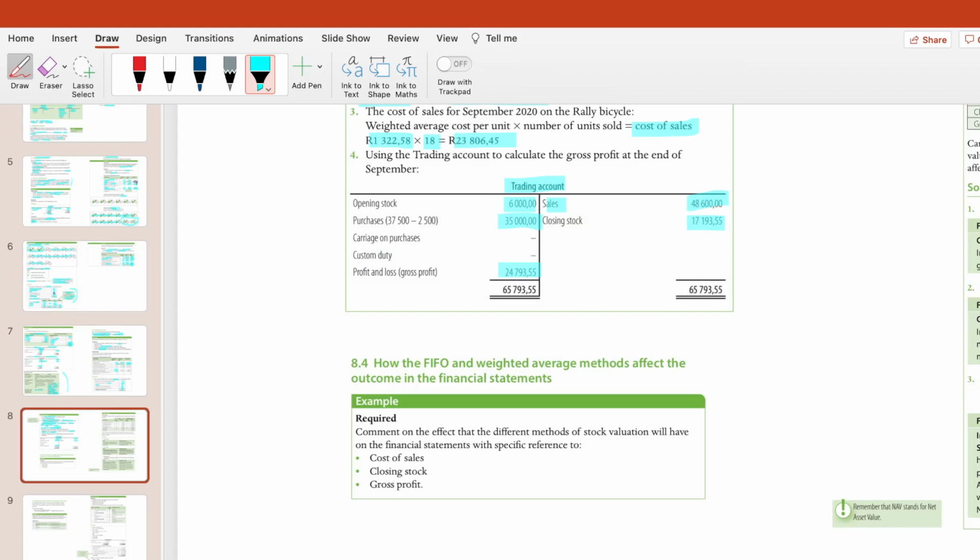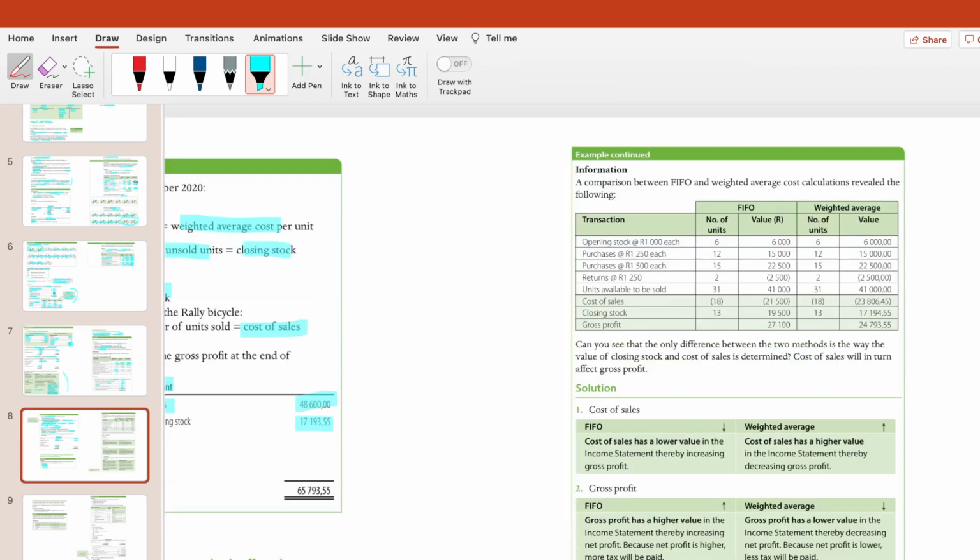Let's work it out and see what is the difference when we use the two. Required: we comment on the effect that the different methods of stock valuation will have on our financial statements. We will look at the cost of sales, our closing stock, as well as our gross profit. So let's have a look here.